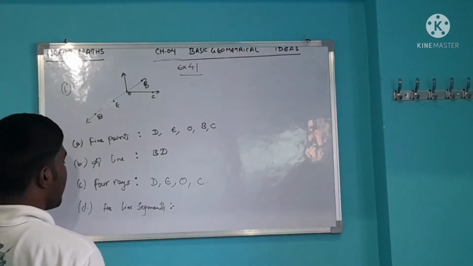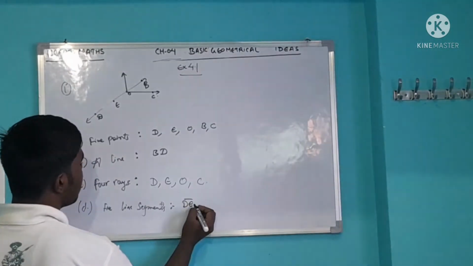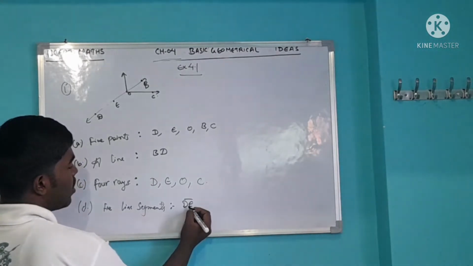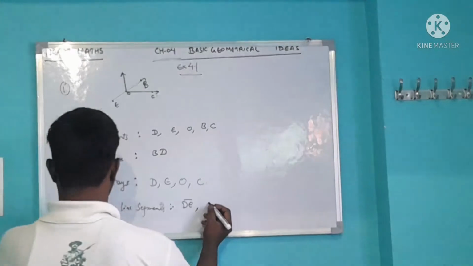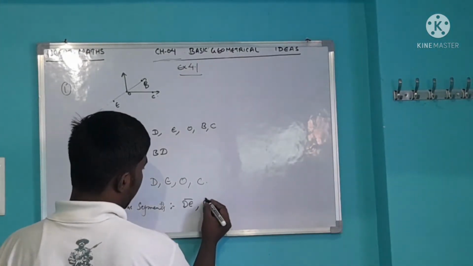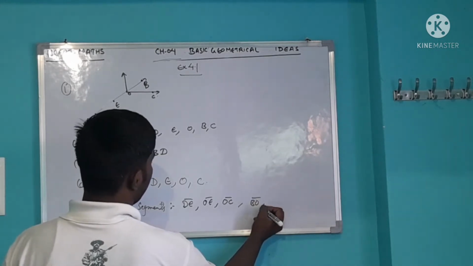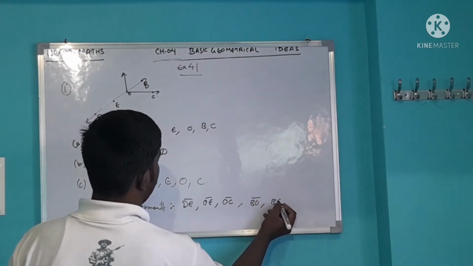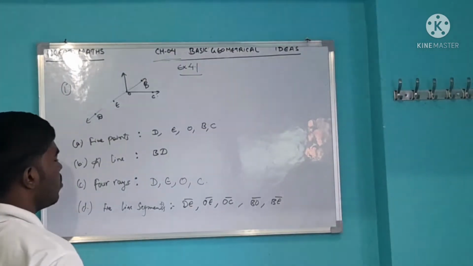In D part we have 5 line segments. Again we have DE. Writing the points and putting a bar above is a line segment representation. OE, OC, BO, BE. These are the 5 line segments. Many more are also formed through this.